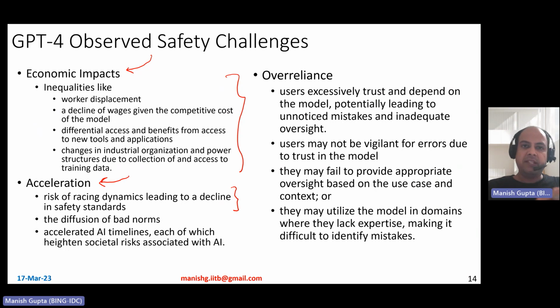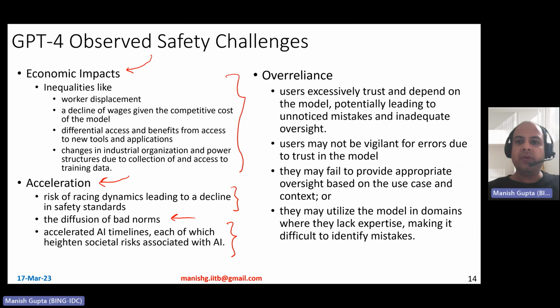I talked about so many safety things, and they are all in the model card by GPT-4, right? Now, it is very easy for someone to actually build large language models which don't care about these safety standards, and putting them out without these safety standards in check is a big risk. It can lead to acceleration, racing dynamics towards that. It can lead to diffusion of bad norms or accelerated AI timelines, each of which heighten the societal risk associated with such forms of AI.